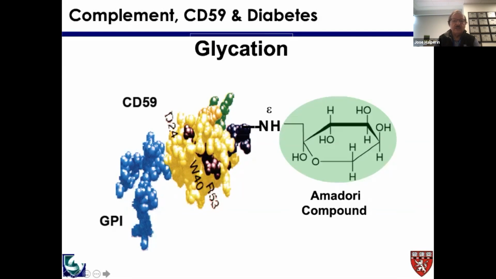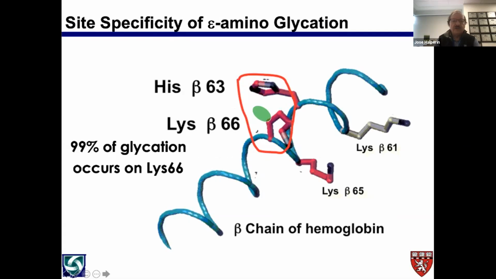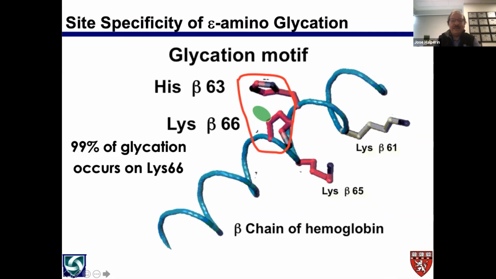Now, I mentioned before that glycation is a non-enzymatic process. But even though it's non-enzymatic, it has site specificity. Because in most proteins known to be glycated, there is a lysine residue very close, about 5 angstroms, from a histidine that provides acid-base catalysis for the reaction. In this case, as an example, in the beta chain of human hemoglobin, there are 3 lysines, 66, 65, and 61, very close by. But upon exposure to high glucose, only lysine 66 is glycated because of proximity to histidine 63. This then conforms what's known as a glycation motif, a histidine-lysine pair at about 5 or less angstroms distant.